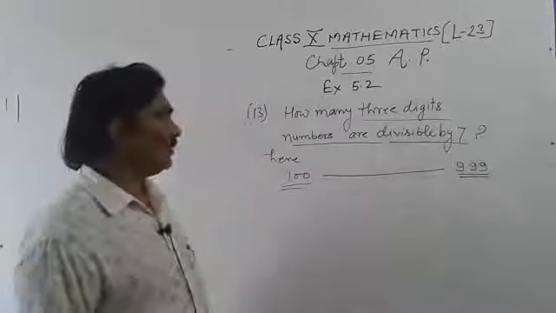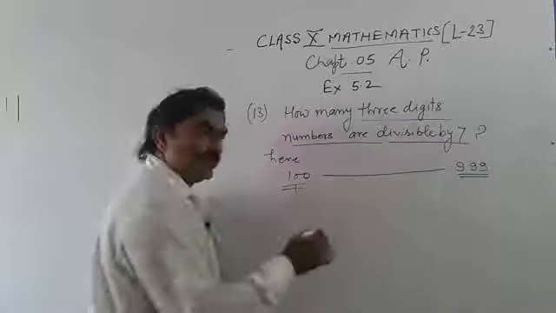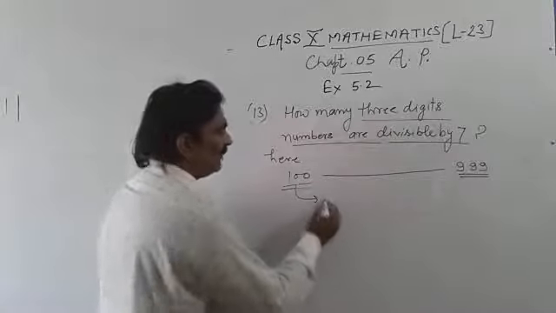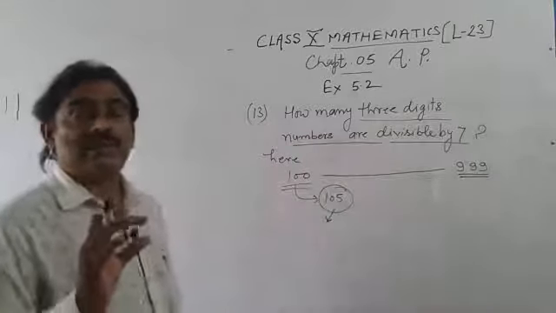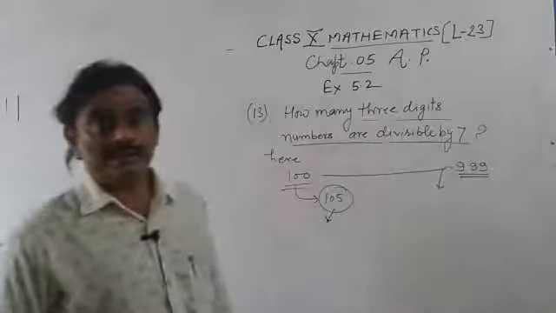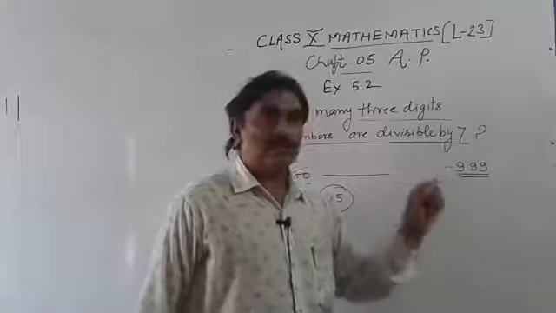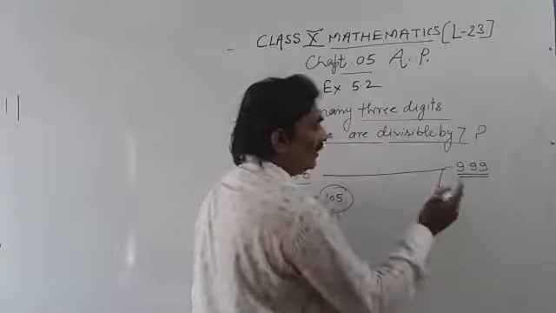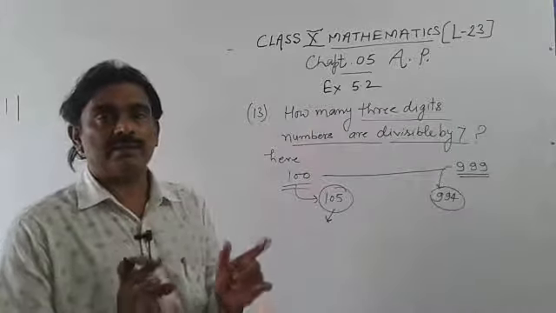Now see, if we move ahead from 100, then 101, 102, 103, 104 and I think 105 is the smallest 3 digit number which is divisible by 7. Similarly, if we come back from the other end, like 1000, 999, 998, 997, 996, 995 and lastly 994. So I think 994 is the largest number which can be divided by 7.